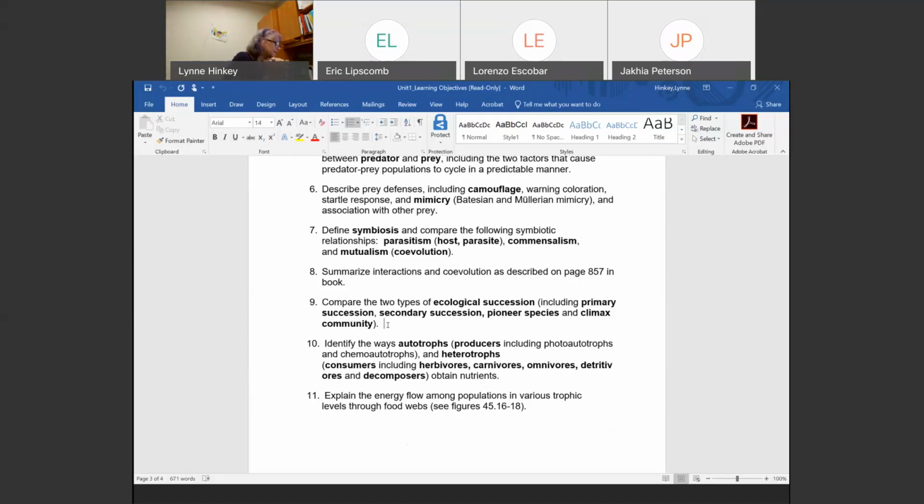So if we have farmed land that is plowed out and then we let it go fallow, and different plant species come back, and we go through a very specific progression of what comes back after a forest fire. We have secondary succession.